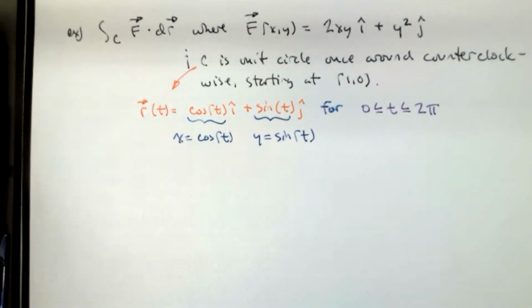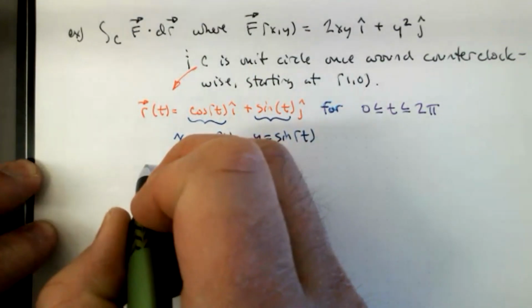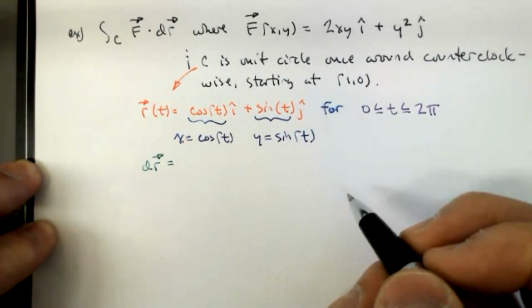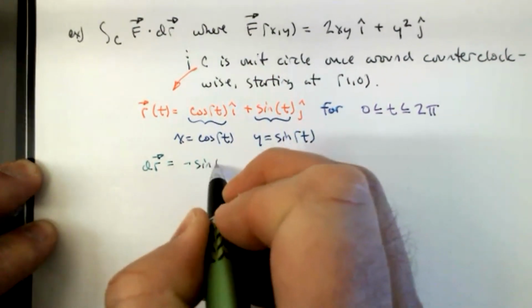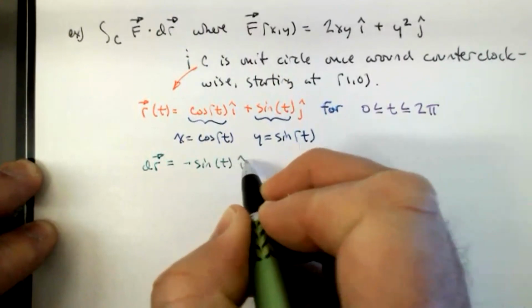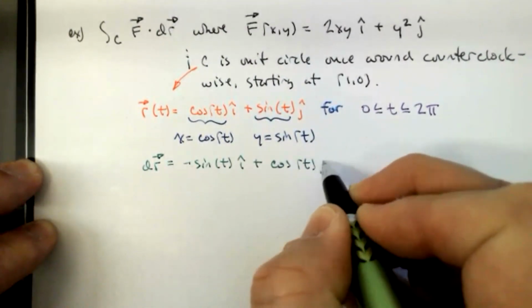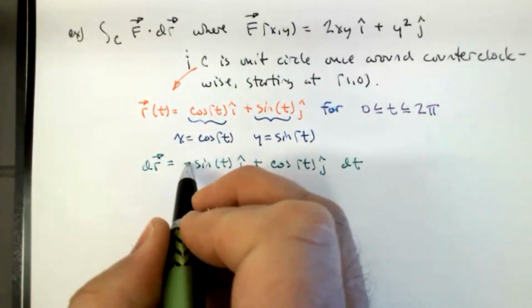The other thing that we're going to need is the dr part. And so dr is going to be the derivative of r with respect to t. The derivative of cosine is negative sine. The derivative of sine is cosine. And this will all be multiplied by dt.